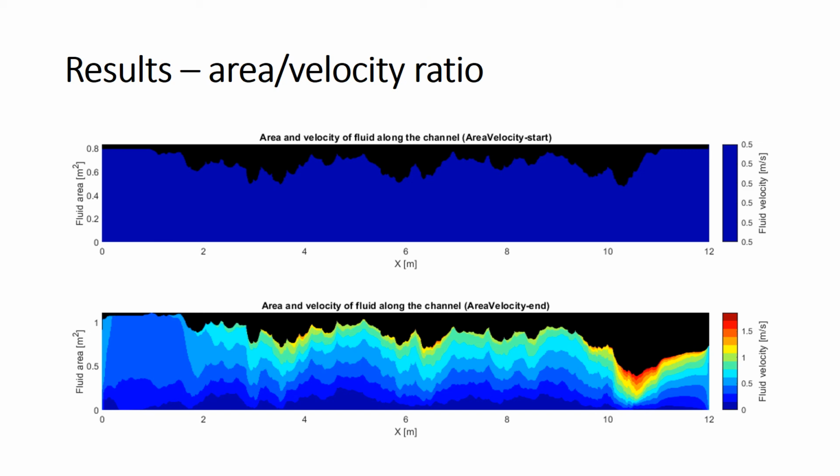These two figures show conditions at the start and the end of the simulation. You can see how the uniform initial velocities of 0.5 meter per second change into a diverse flow. Most velocities along the length of the model are below 1 meter per second, which was our goal.